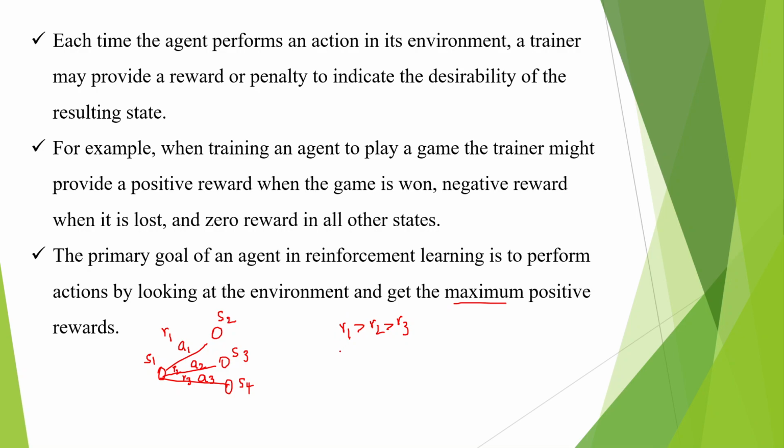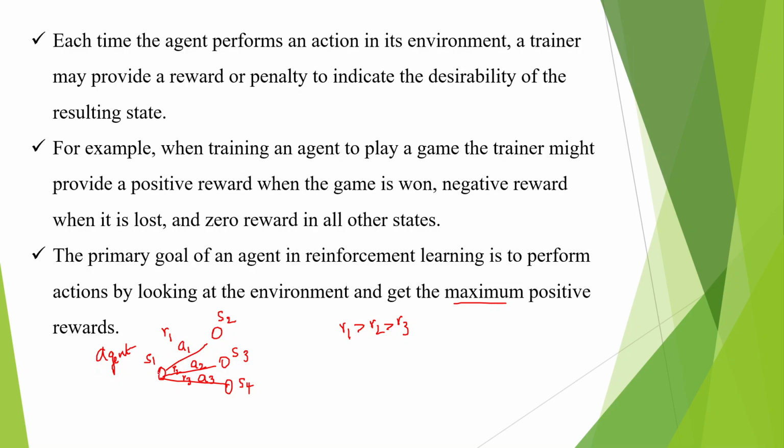And here we are saying R1 is greater, R2 is greater, R3. So R1 is the bigger one, and how can the agent achieve that R1 reward, in the sense by performing action A1. So if it performs the action A1, the resulting state will be S2 and the gained reward will be R1. So that is the maximum.